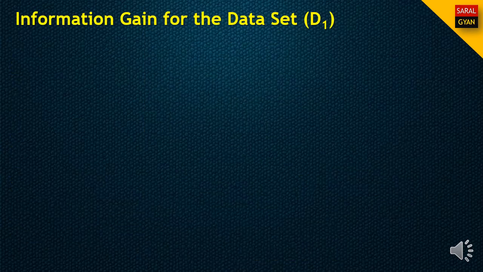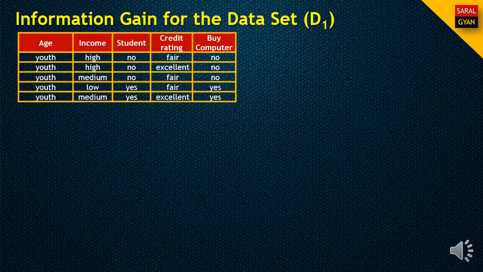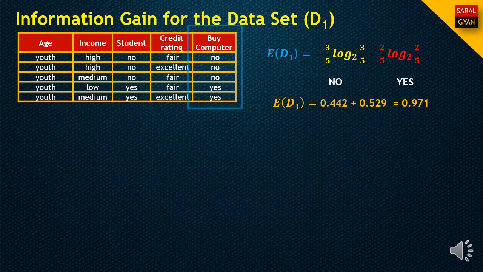So let us calculate the information gain for the data set D1. Now you have already got the idea of how to calculate the information gain, so we can be a bit faster. This is the label attribute. First of all, we calculate the entropy like we did for the previous data set D. In data set D, the initial data set, there were 14 tuples. Now we have only 5 tuples, out of which 3 are no and 2 are yes. So the entropy for this data set is 0.971.